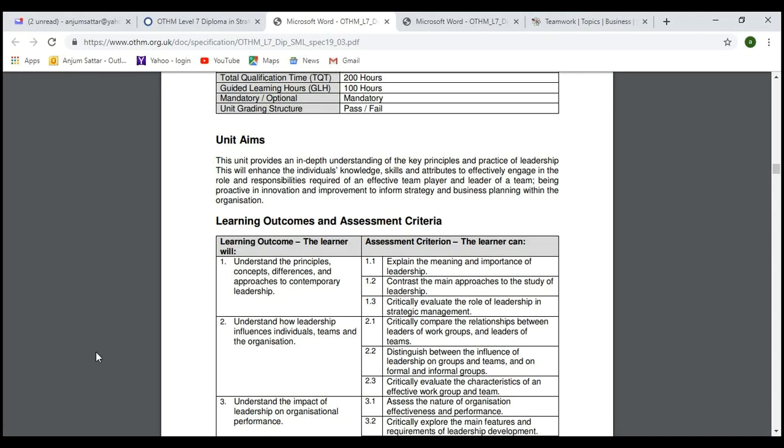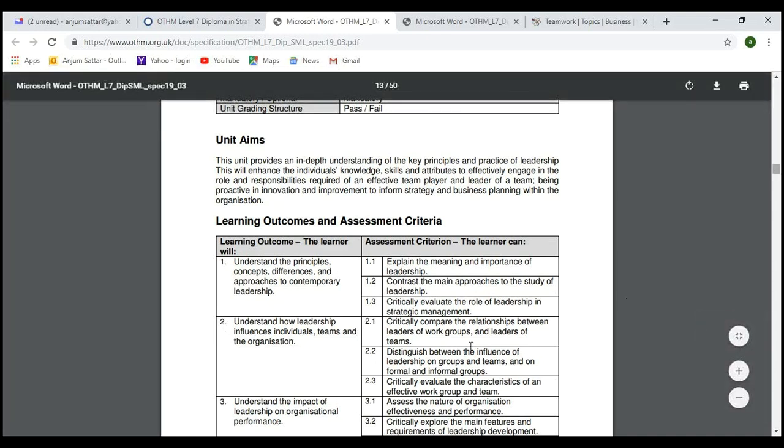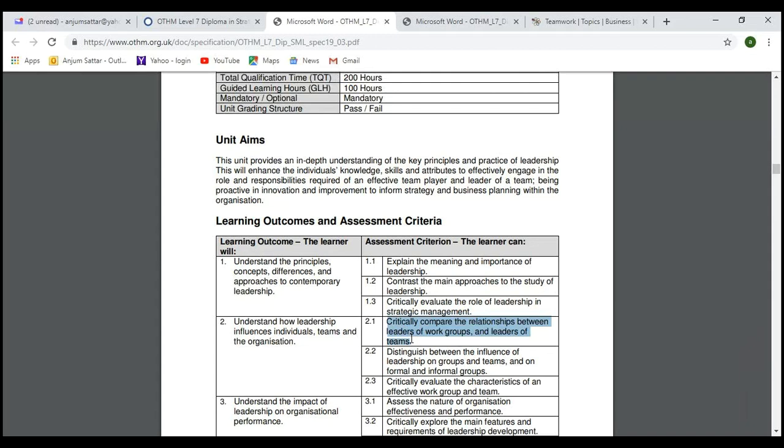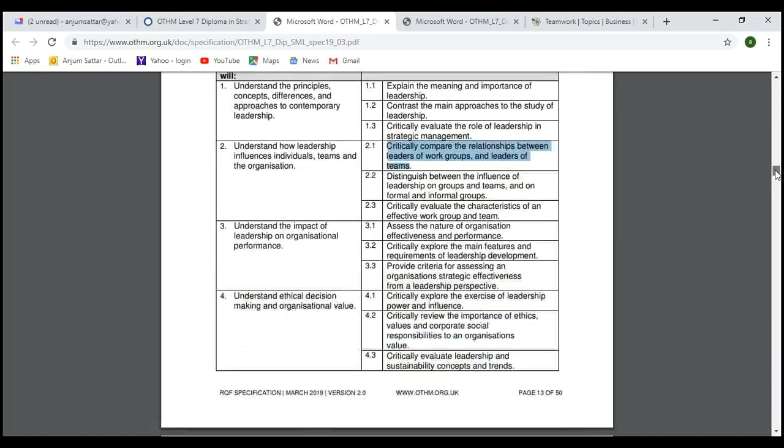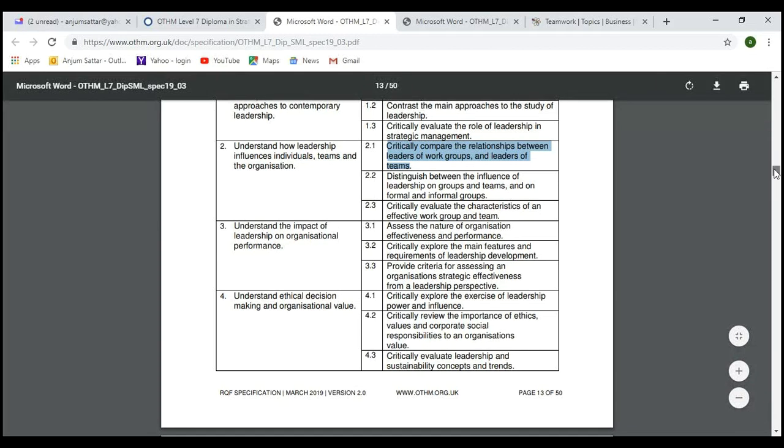Today's lesson will be focused on LO2, understand how leadership influences individual, team, and organization. Our key focus will be on assessment criteria 2.1, 2, and 3. Critically compare the relationship between leaders of work groups and leaders of teams. So a leadership role in a team and in a group. Then we'll discuss how a leader can influence the group and the team, formal groups and informal groups, and how we can evaluate the effectiveness of a team or group, the team performance.